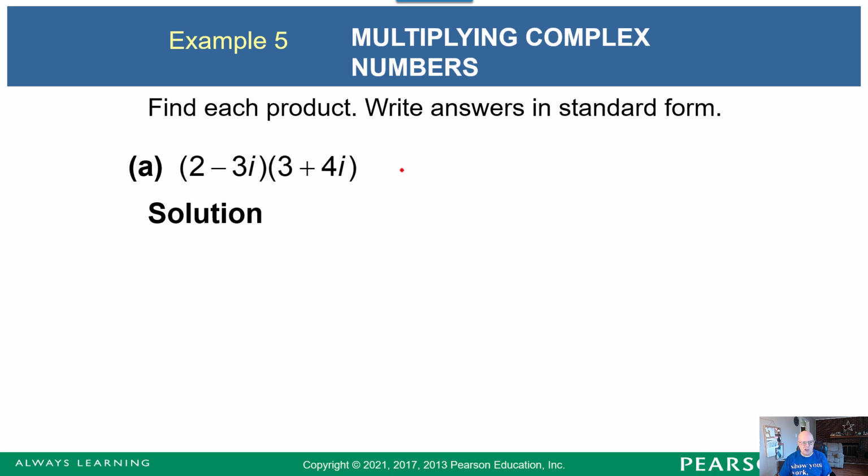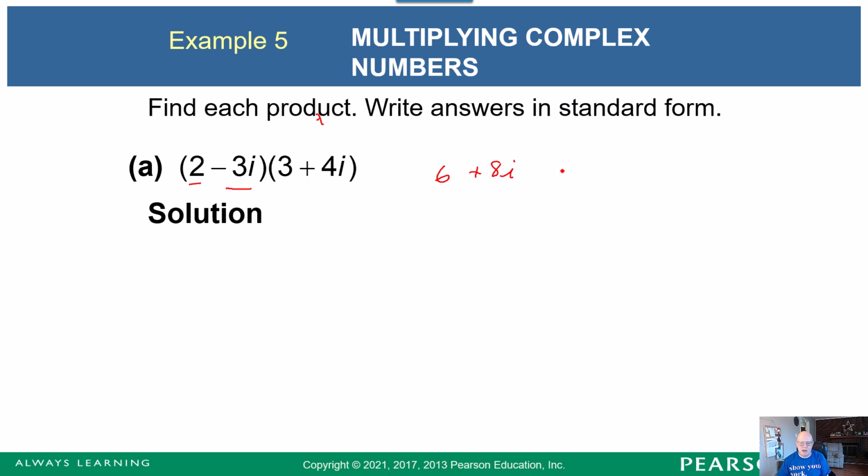And I assume you're back, so we're going to play with this one. So there's my mark, okay. So we're going to multiply by the 2 first. So 2 times 3 is 6, 2 times 4i is 8i. Then I'll multiply by the minus 3i.